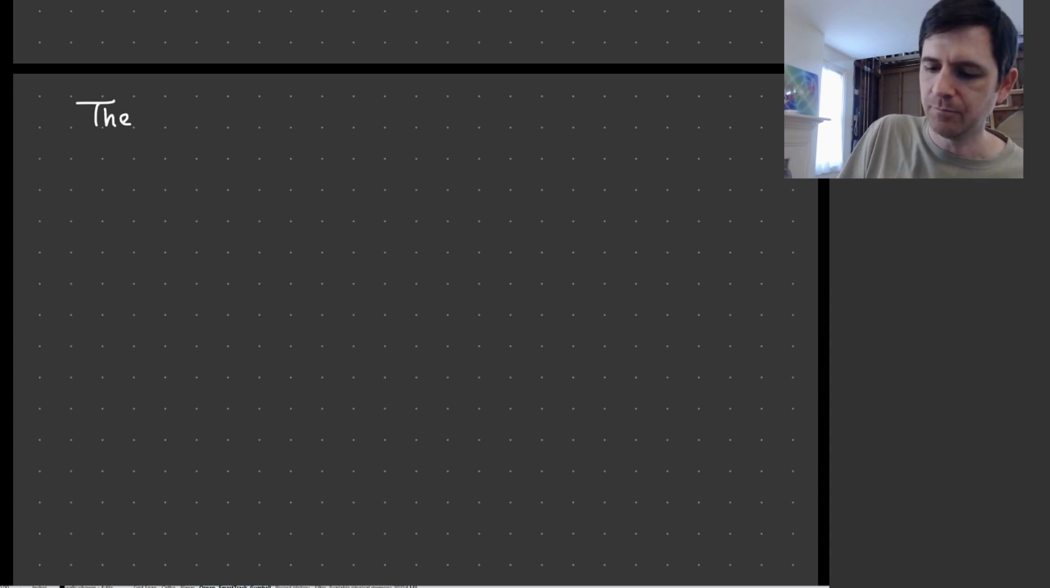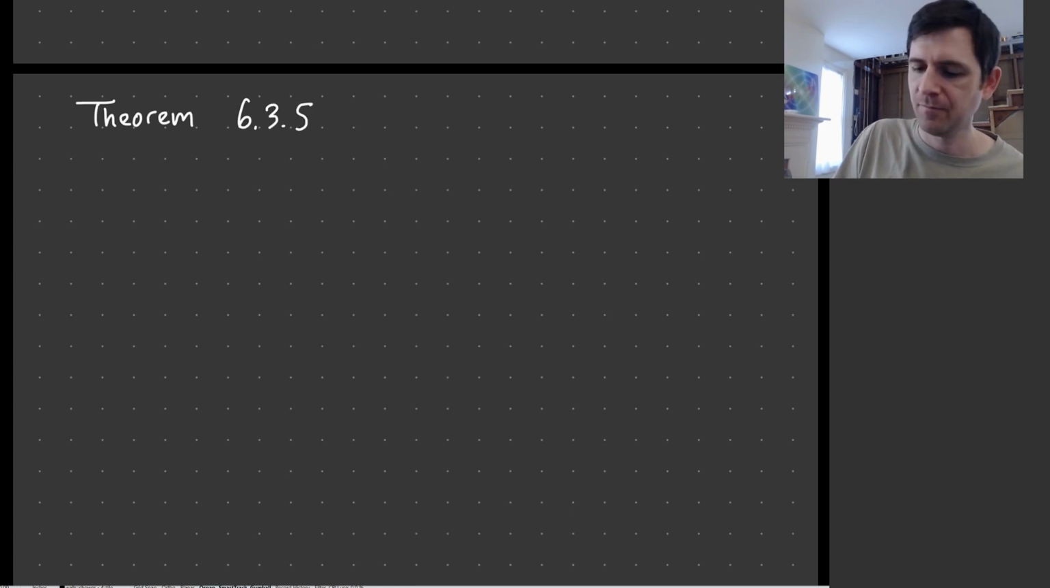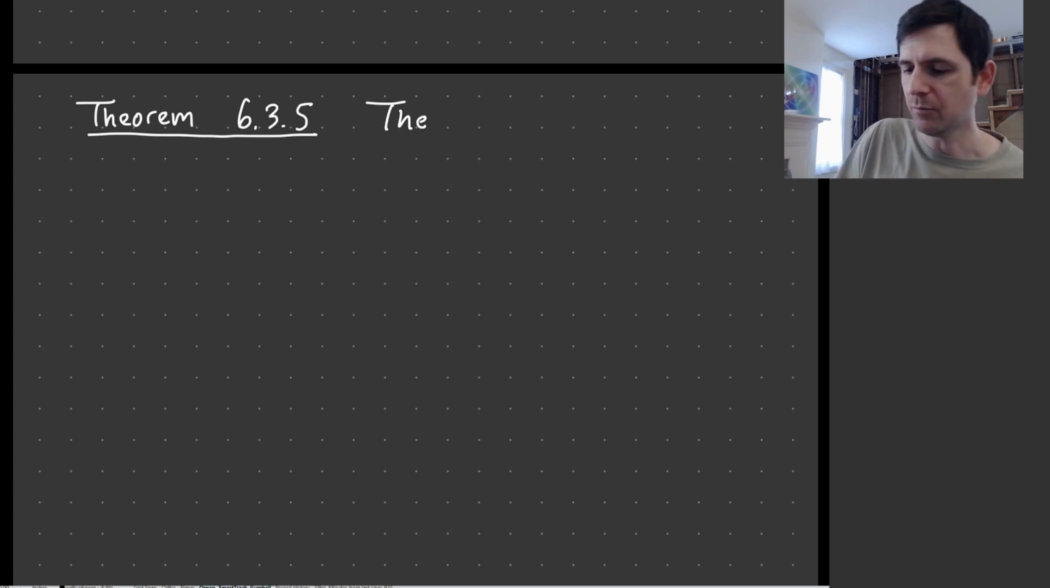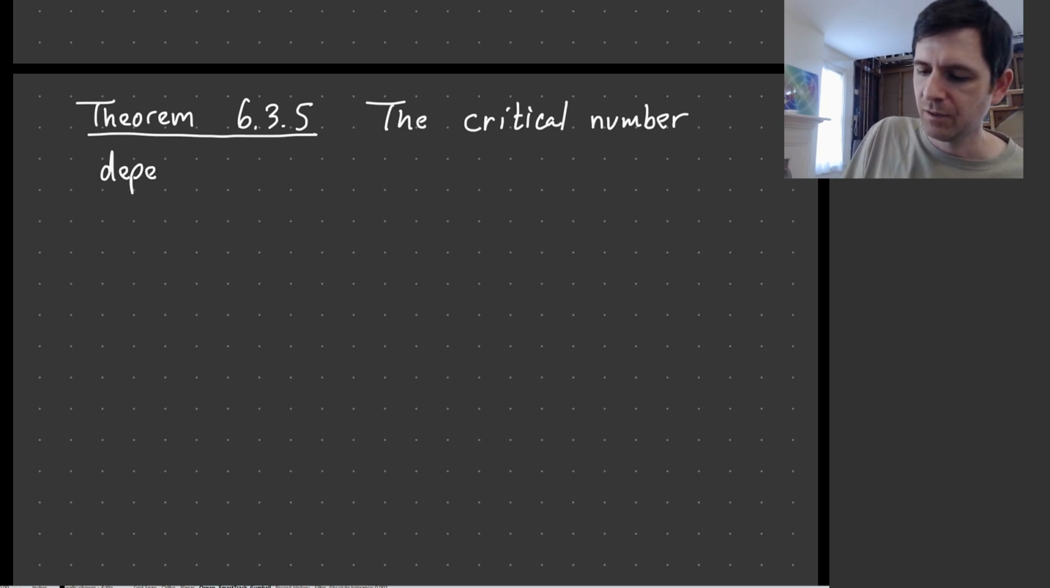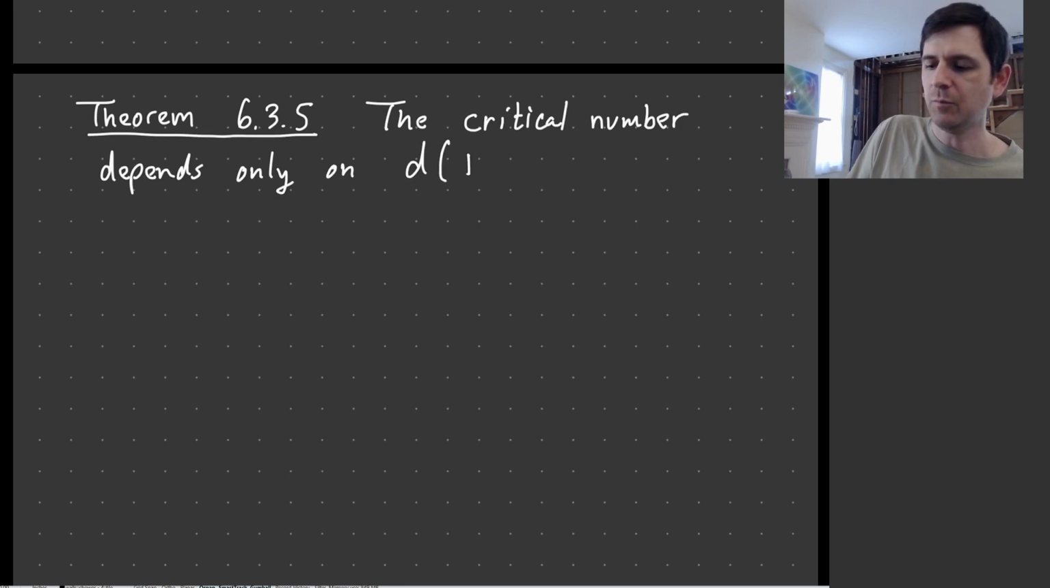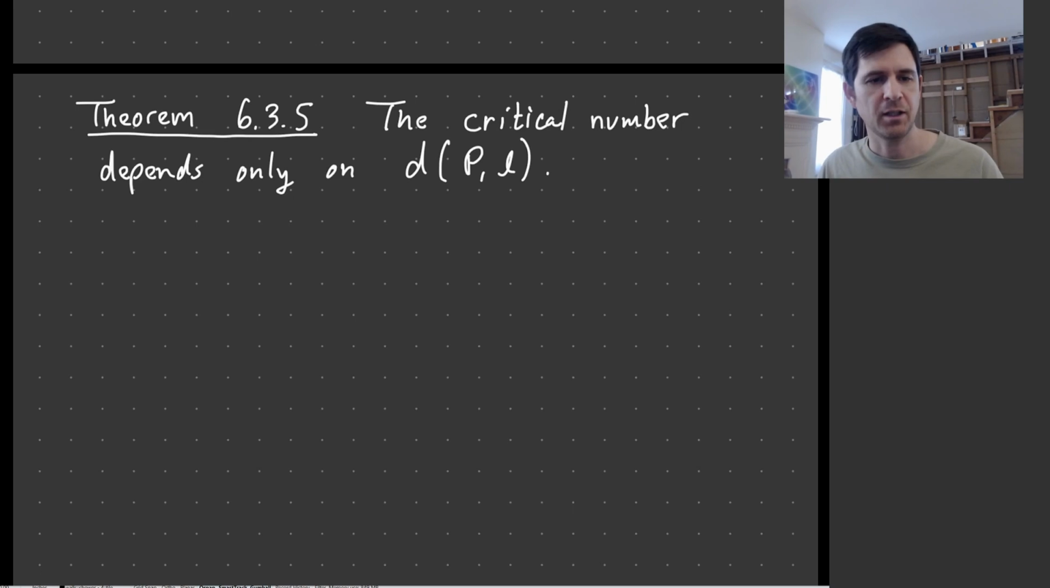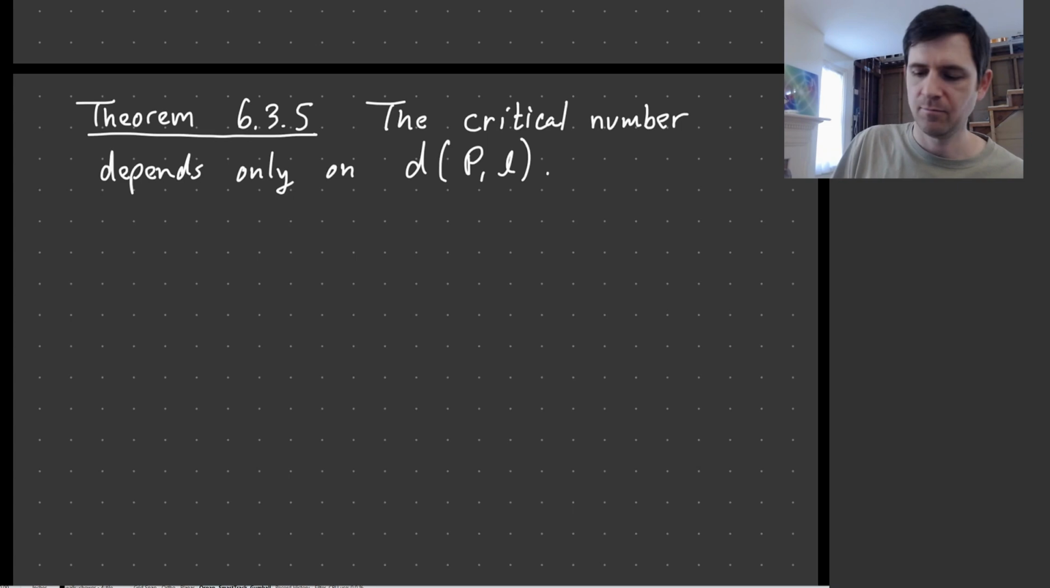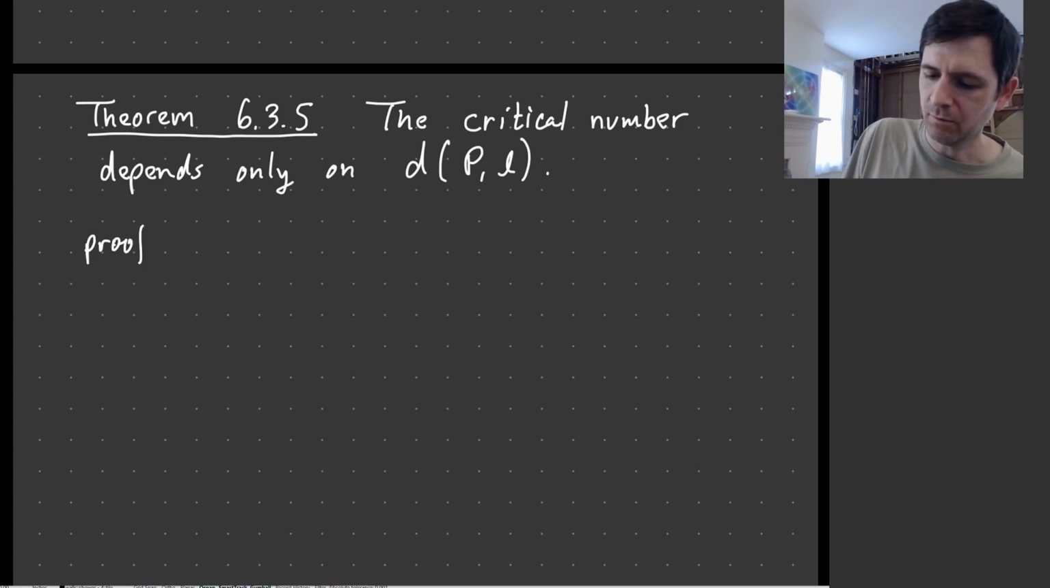So this is theorem 6.3.5. I guess the statement is not any more careful. It's a pretty simple thing to state. It's just that the critical number depends only on the distance from P to L. Okay, so it doesn't depend on what the line is, it doesn't depend on what the point is, just the distance. Okay, so let's prove this.